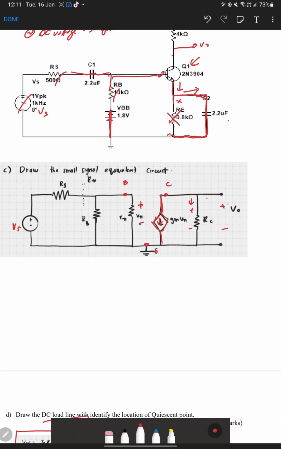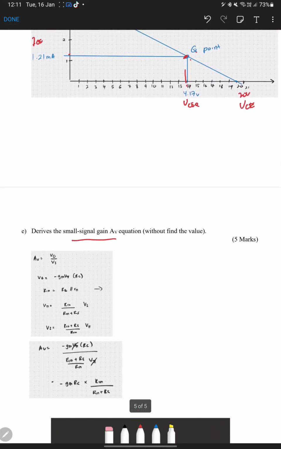So to get the voltage positive here, we need to force our current entering inverse. So V out equal to current times the resistance, the current that we have, that is gm V pi, and the direction is inverse, times RC. Okay, alright, then we get the value for V out.